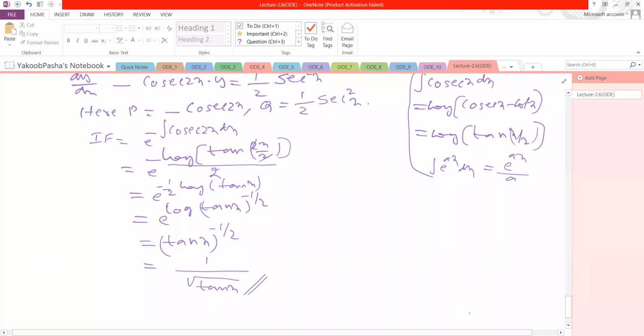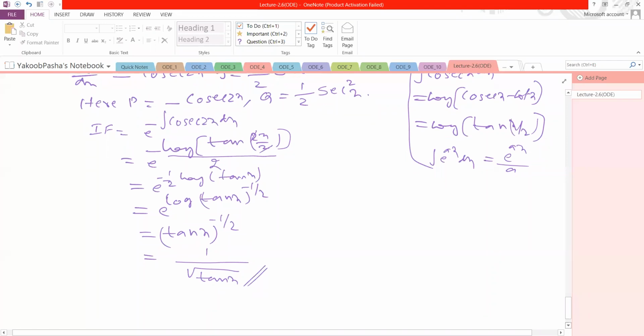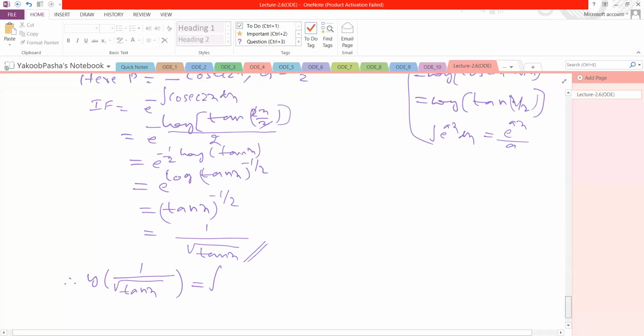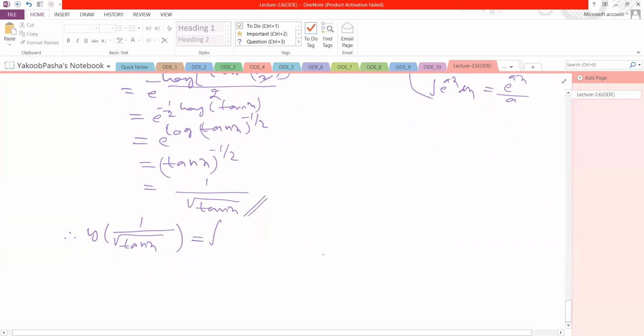After getting the integrating factor, we can write the general solution. The general solution is y into integrating factor 1 by root tan x is equal to integral of q, that is the q value here, 1 by 2 secant square x, and the integrating factor, that is 1 by root tan x, into dx. These are the values.